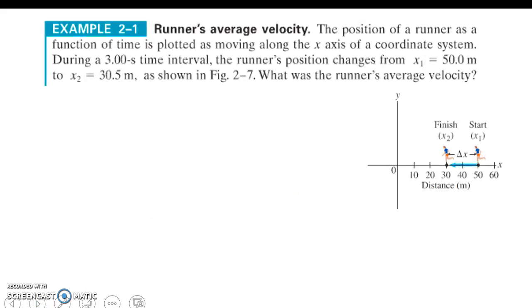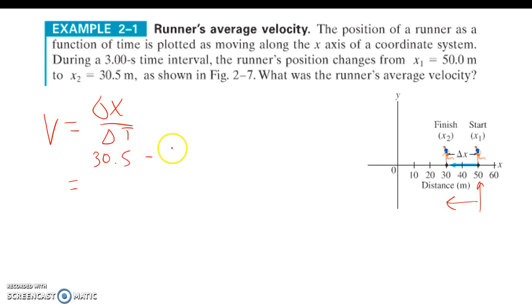Here's an example. We've got a runner on the x-axis, starting at 50 meters from the origin, traveling to the left, or the negative direction, to go to 30.5, as we can see in this figure. What was the runner's average velocity? So velocity is change in x over change in t. Our change in x is our final x, 30.5, minus our initial, 50.0, divided by the time elapsed, which is 3 seconds. Everything else here is just number crunching.